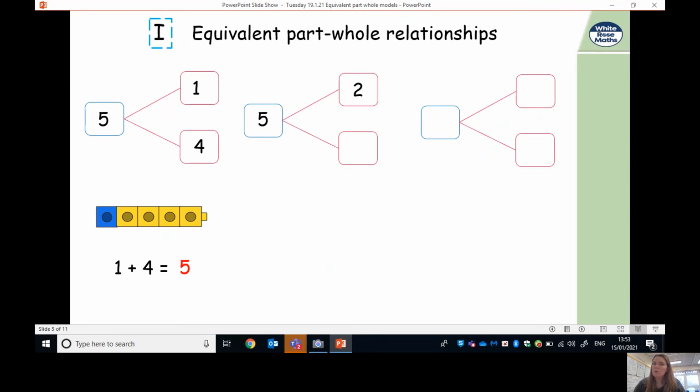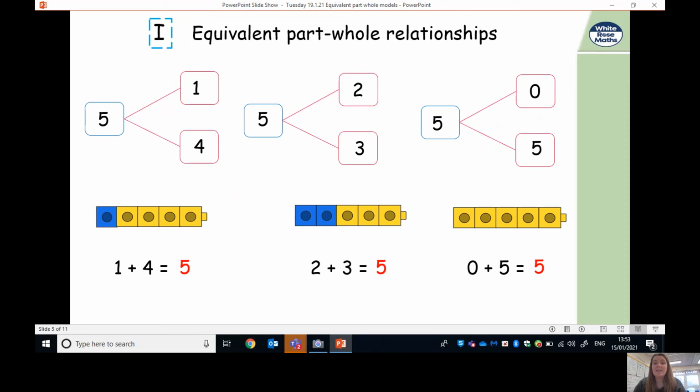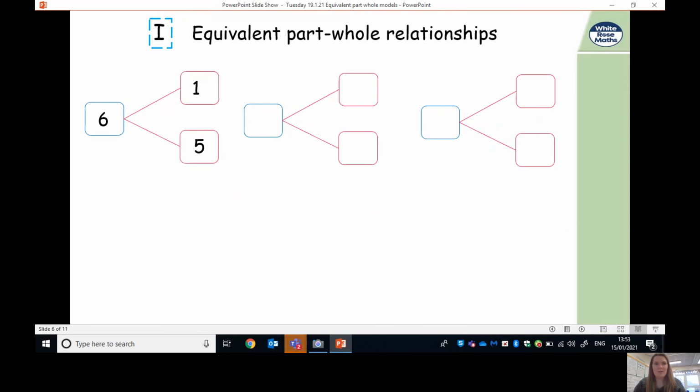We found 2 and we added 3 to it. And we found that 2 add 3 became 5. Another way that we made 5 was 0. And what did we add to 0? 5. You're absolutely right. 0 and 5 is 5. Brilliant. All right. Should we give this one a try?